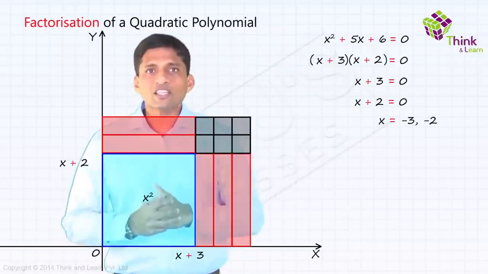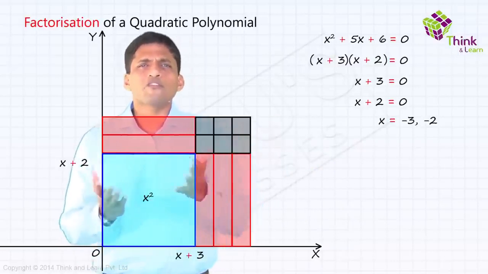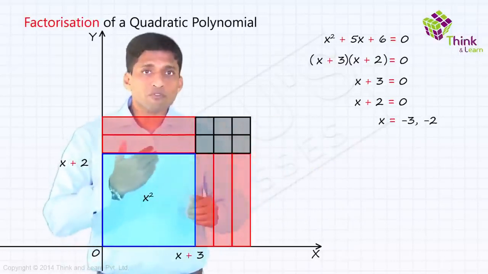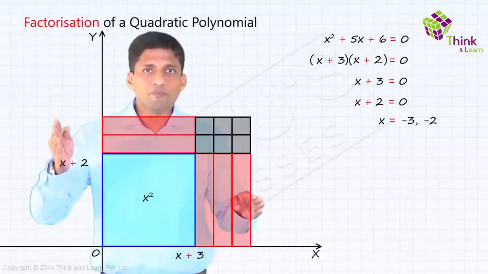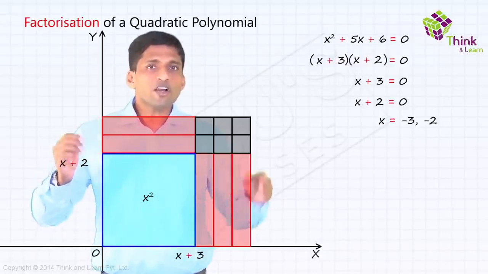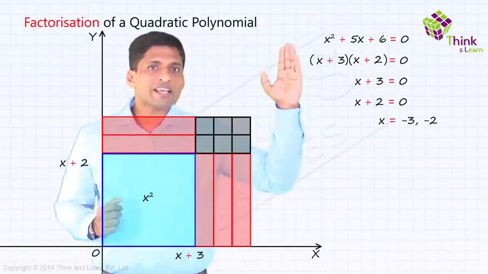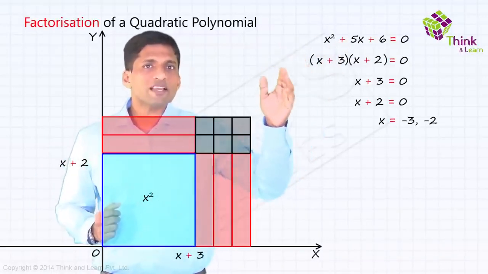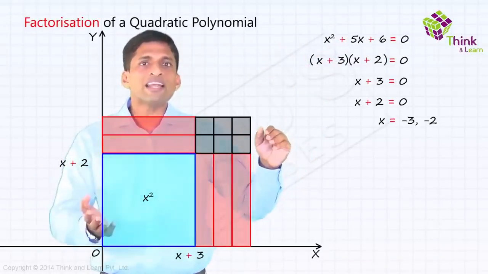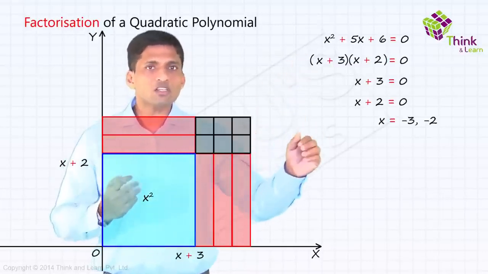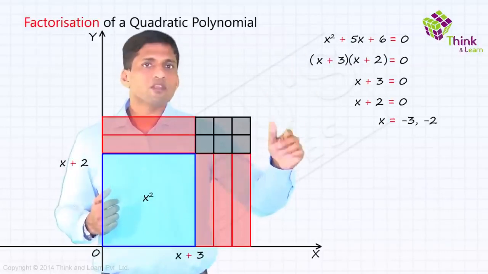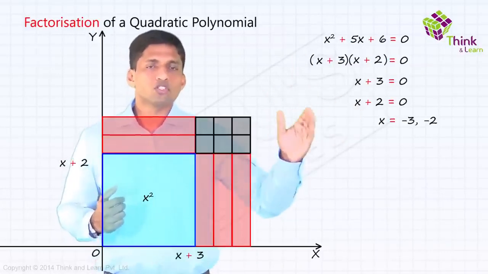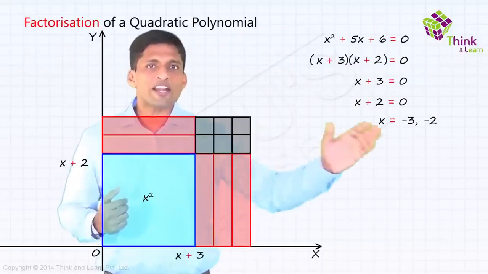Visualizing this is, again, going to be very easy. If you relate it with this diagram, see this rectangle with length x plus 3 and breadth x plus 2. So when will it become 0? Here, x plus 3 is the length and x plus 2 is the breadth. You can either make the length 0 so that the rectangle area will become 0, or the breadth 0 so that again it will become 0. That is when x equal to minus 3 or x equal to minus 2. So the roots are x equal to minus 3 and minus 2.